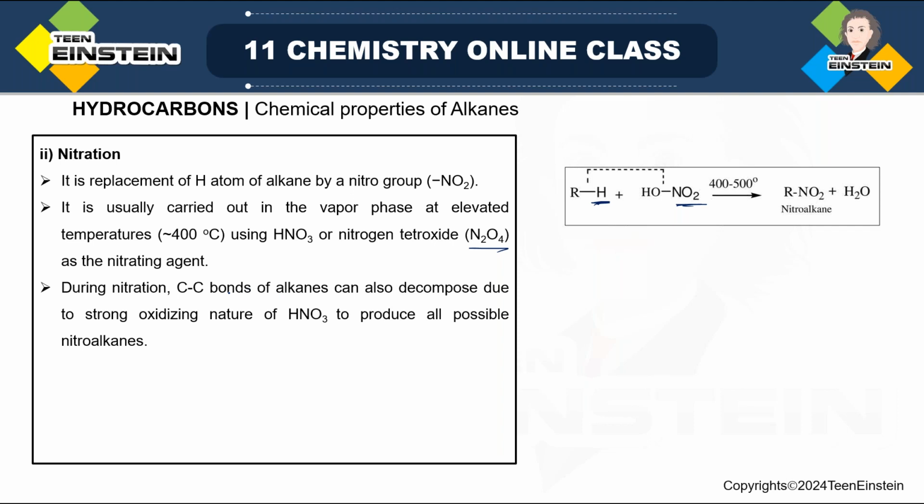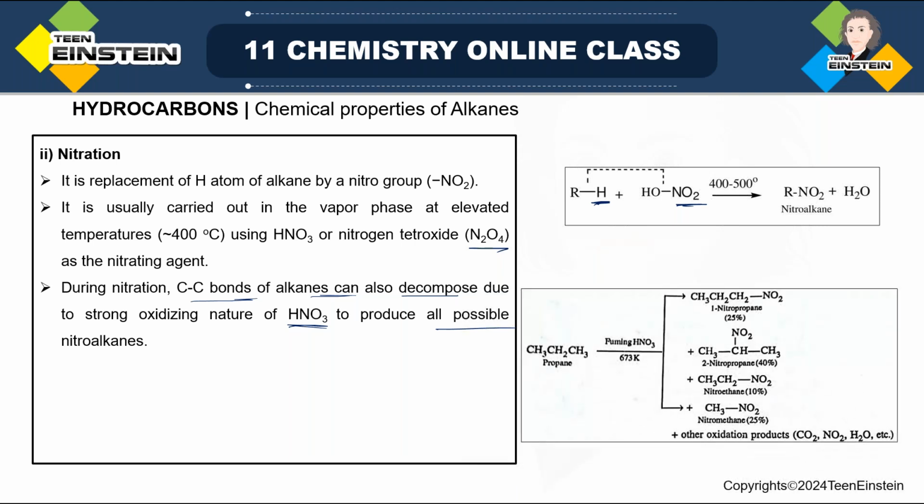Now during nitration, sometimes C-C bonds of alkanes can also be decomposed because we are using a strong oxidizing agent and the temperature is also very high. So there is a probability that you can produce all possible nitroalkanes. A very good example is the nitration of propane around 400 degrees centigrade, in Kelvin it is mentioned. Now this is the normal product you are expecting, but this is only 25%, where the terminal hydrogen is replaced. When the middle hydrogen is replaced, you get 2-nitropropane, this is 40%.